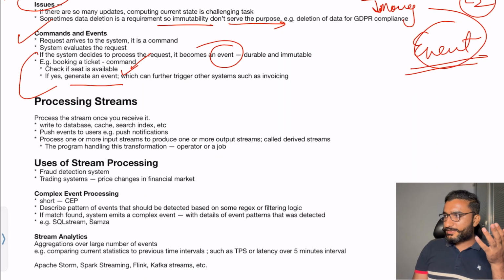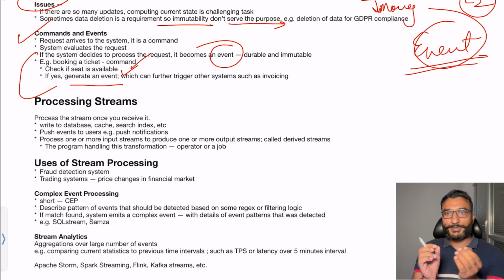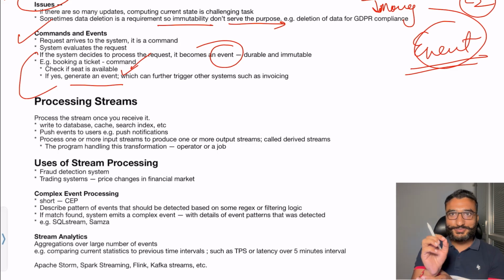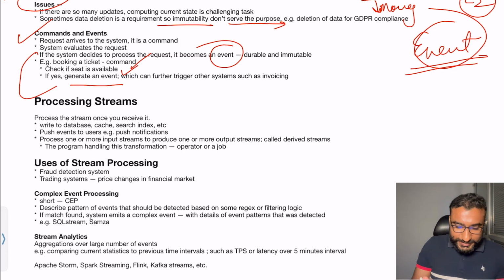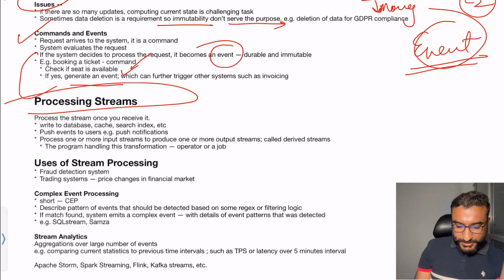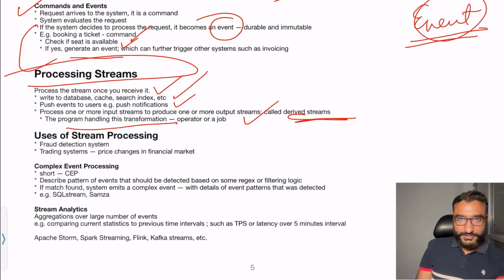Till now we have discussed how you will publish those events, and how you will consume those events. Once the consumption is done, we are discussing processing of the streams. So, process the stream once you receive it. You can write it to a database, cache, search index, etc. You can push events to users, that is push notifications. You can also process one or more input streams to produce one or more output streams. They are called derived streams. The program handling this transformation from input to output stream is called an operator or job.